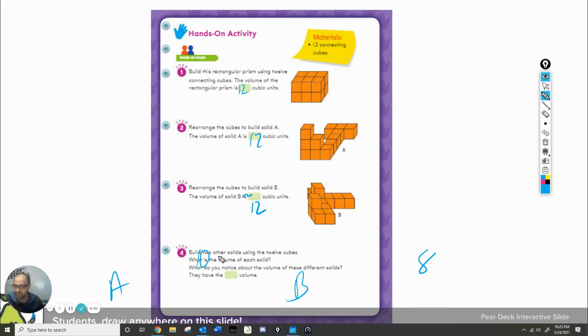Build 2 other solids using all 12 cubes. What do you notice about the volumes of these different solids? Well, if you use the 12 cubes every time, I assume they're all going to have the same volume.